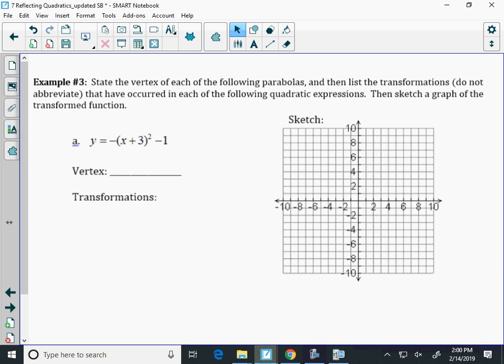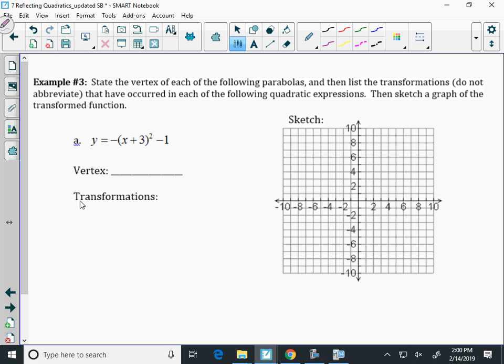So if we take a look at the back, we flip it over to the back. We are given a quadratic. We want to state the vertex, the transformation, and then sketch a graph of it. So we take a look at this first one. What is our vertex? Yeah, -3, -1. The number on the inside is our x, change the sign. The number on the outside stays the same, and that's the y.